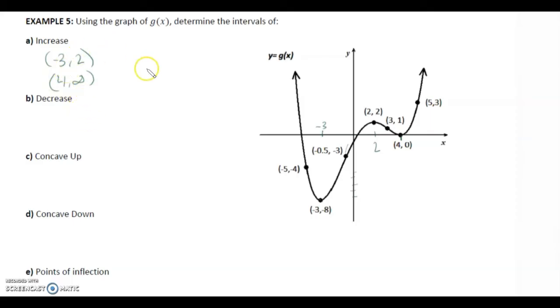And remember, these values, -3, 2, and 4, at that specific value, we are not increasing or decreasing. It's like a turnaround point. So instantaneously, it stops. We would have a tangent where the slope is 0. Okay, intervals of decrease: -infinity to -3, 2 to 4. And that's it.